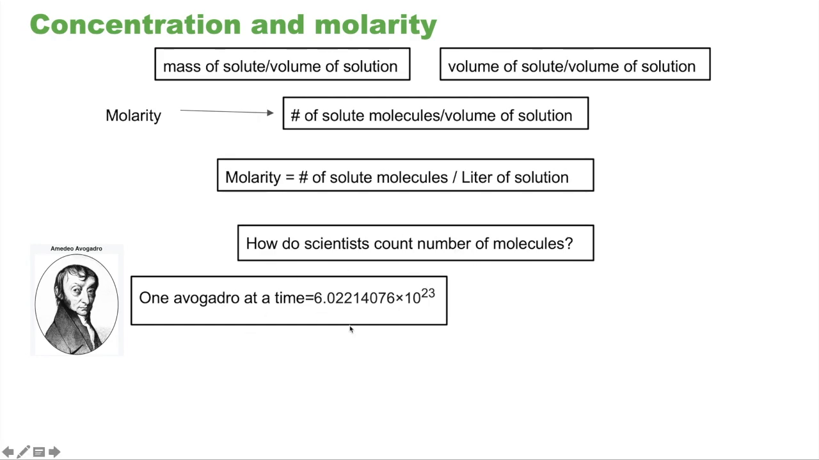So this is a huge number, and usually when we talk about it, maybe we talk about these 3 digits and then 10 to the power of 23. So that's a huge number. So this Avogadro number, this quantity, is called 1 mole. So if you have 6.02214076 times 10 to the power of 23 molecules, then you have 1 mole of a molecule.